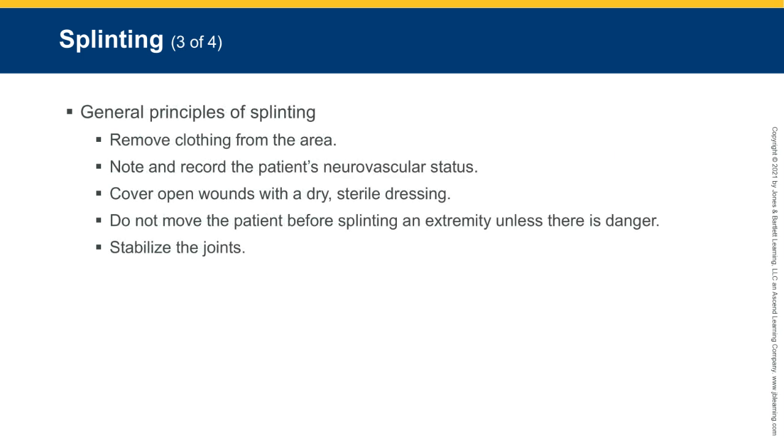There are general principles to follow when splinting an injury. First, remove any clothing around the injured area to assess for open wounds or deformities. Always check and document the patient's neurovascular status before and after splinting. Cover any open wounds with a sterile dressing, and never attempt to move the patient before splinting unless absolutely necessary. Lastly, stabilize the joints above and below the injury site.